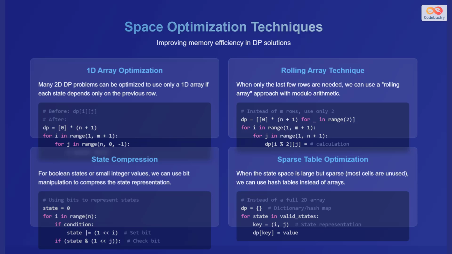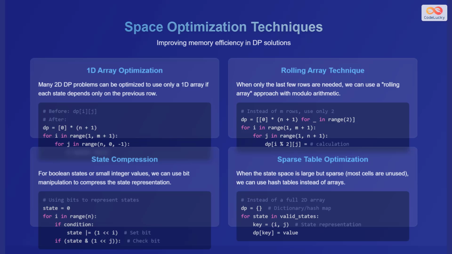The next technique is a rolling array technique. When only the last few rows are needed, we can use a rolling array approach with modulo arithmetic. Instead of m rows, use only 2. We can define a dynamic programming table of size 2 by n plus 1. Then for i in the range of 1 to m plus 1, and j in the range of 1 to n plus 1, dynamic programming of i mod 2 and j can be set to some calculation.